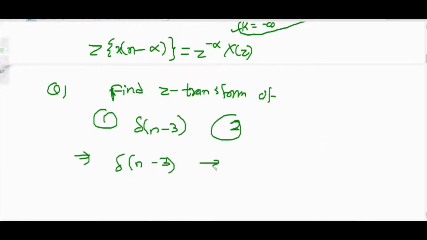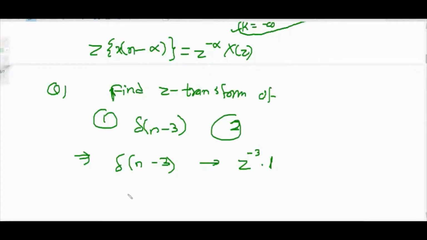Delta n has z transform 1, and because of the shift of minus 3, we get z raised to minus 3 into 1. So this is the answer. Delta n has z transform 1, and this is because of the shift.